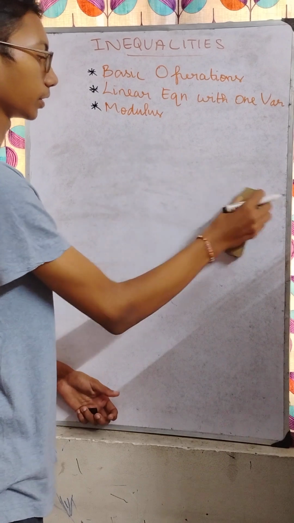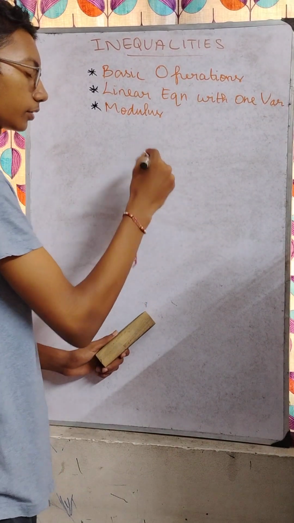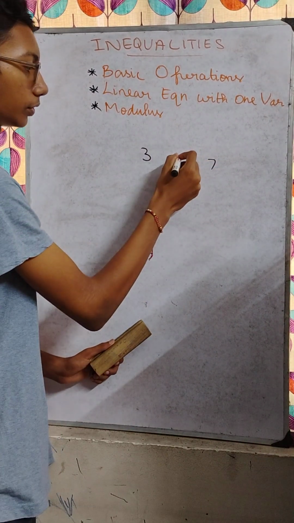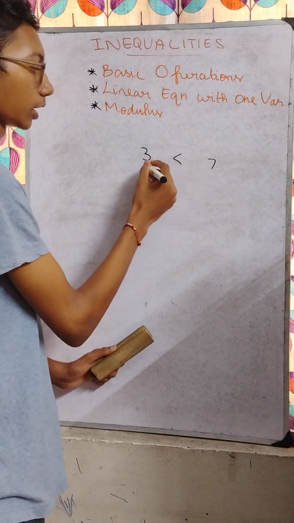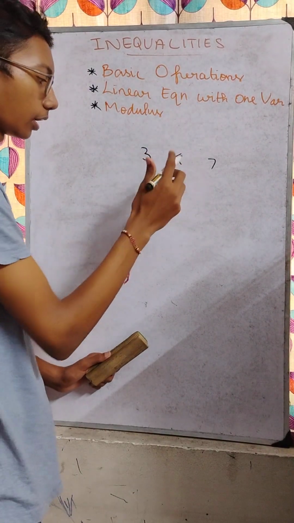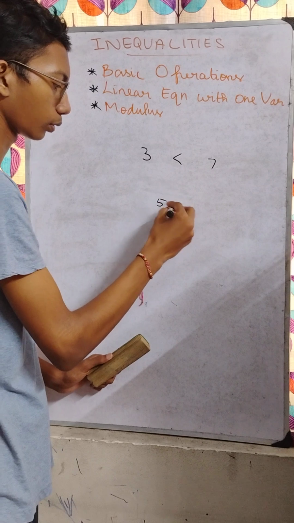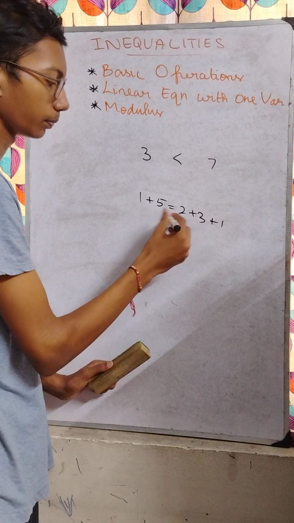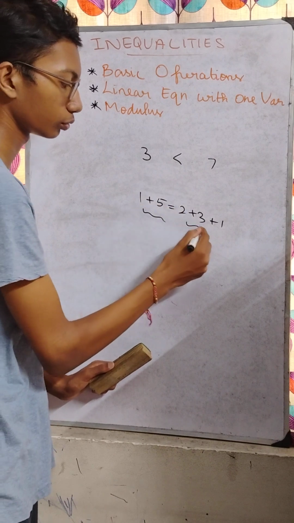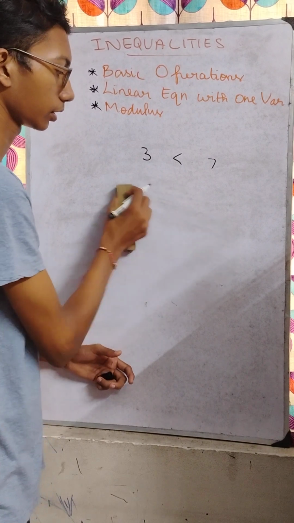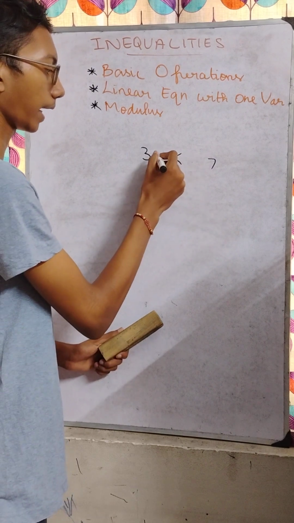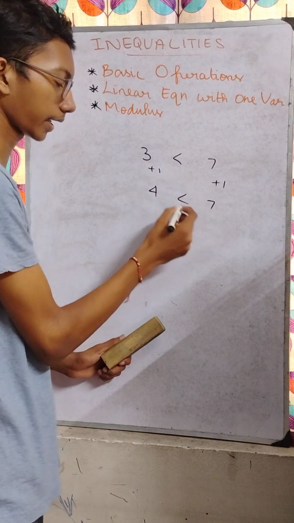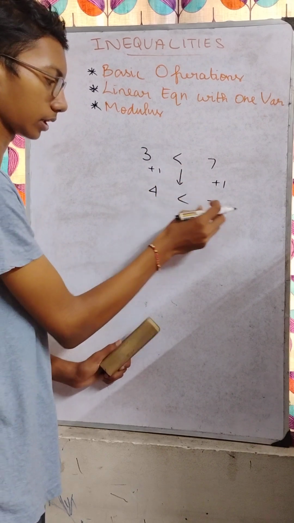Now the first thing is basic operations. We'll just take two numbers. Let's take 3 and 7. We know 3 is less than 7. But what if we do basic operations on these? Let's say we have 5 equals 2 plus 3. If we add 1 on both sides, it will be same. Can we do those things with inequalities? Let's say we add 1 on both sides. We get 4 and 7. Again, the inequality remains the same. 4 is less than 7.